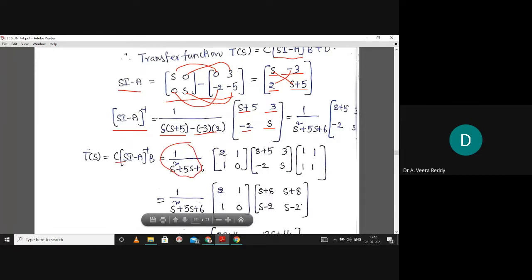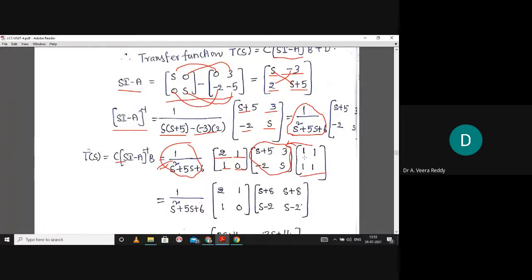C matrix is 2, 1, 1, 0. It is given in the problem itself. And this one is a part of (sI minus A) whole inverse, so we just kept this part outside, isn't it? At the end, you can multiply with this term. And this one is the B matrix, 1, 1, 1, 1.